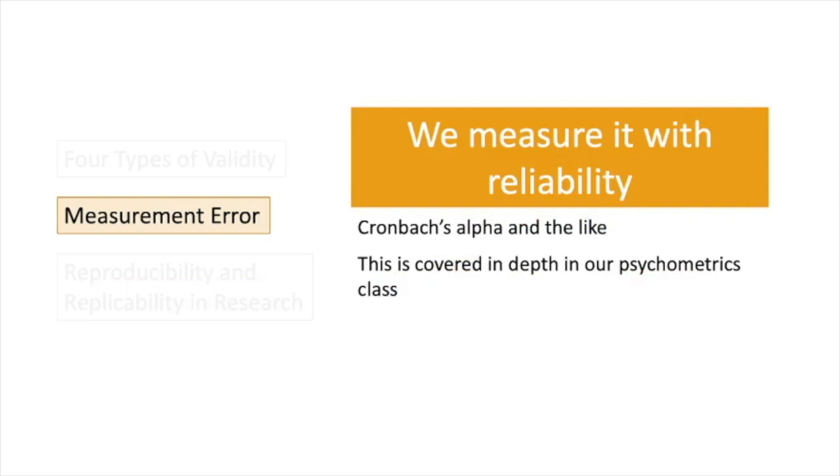So when it comes to measurement error, we measure it with reliability. And you've probably seen some of these measures before, like Cronbach's alpha and the like. And this is, again, covered in depth in our psychometrics class. Reliability is a really important thing to look at with any of your measures.